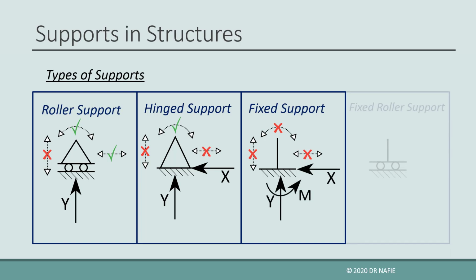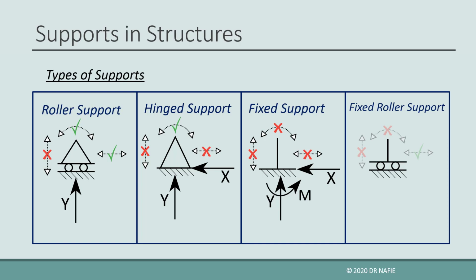Another support type that is less common than the first 3 types is the fixed roller. This support restricts the point from rotation and translation in one direction. The point is allowed to move in the perpendicular direction. The fixed roller will have 1 reaction force in the direction where motion is restricted, and 1 reaction moment.